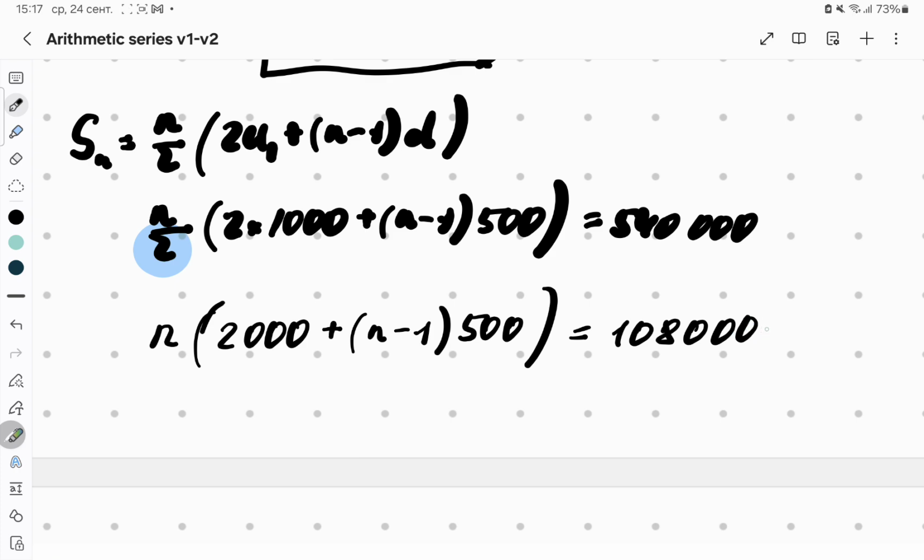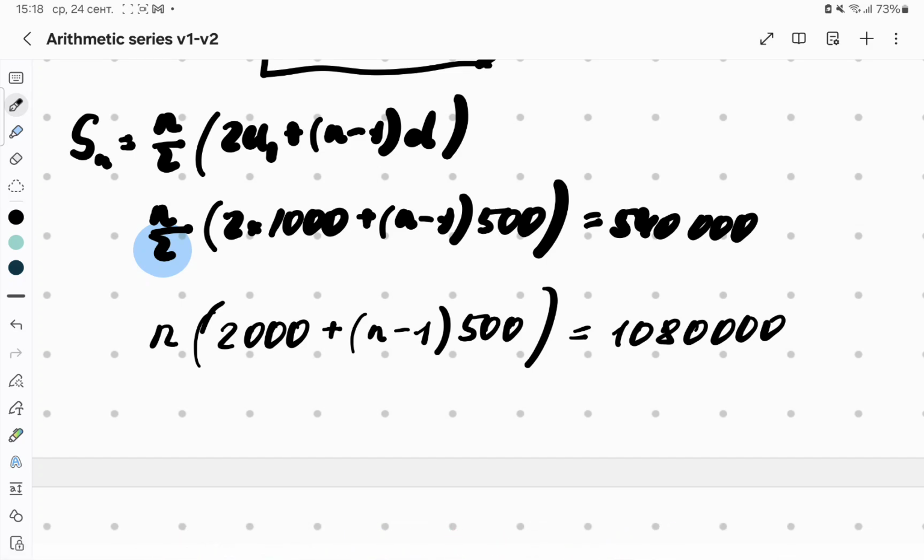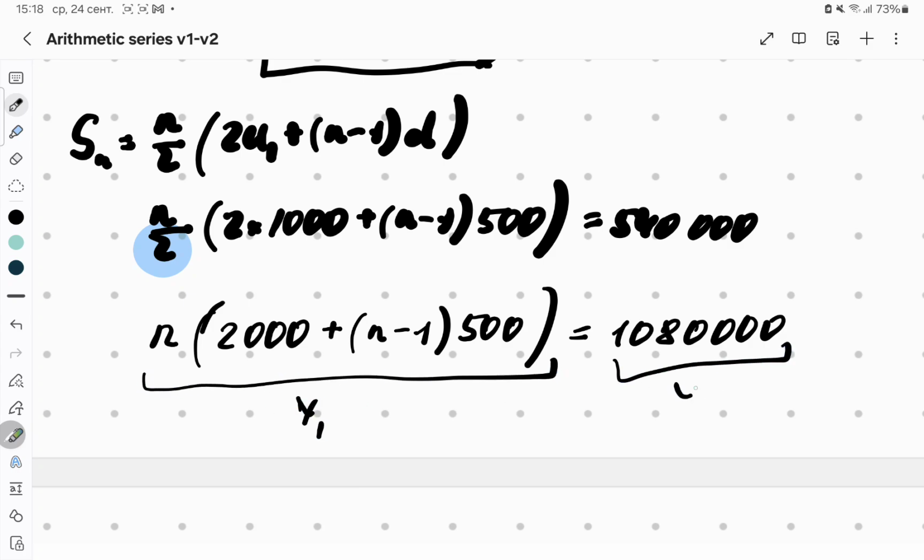Now the question is, how to solve this equation? Again, you see that the numbers are huge, so that's why we will use Desmos, or you can use the graphic display calculator. It doesn't matter. We will use the graphical approach. The left-hand side is going to be our first function, y1, and the right side is y2.